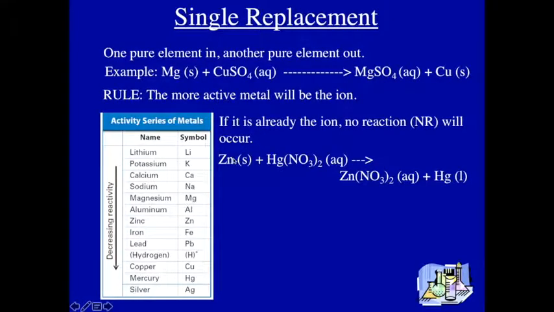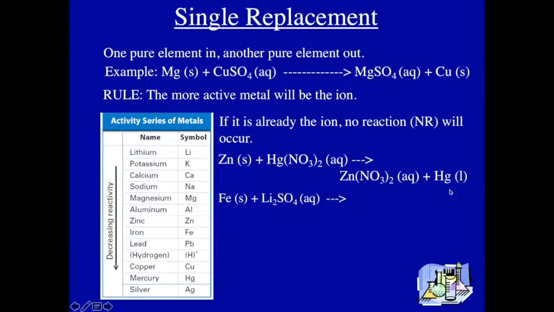Zinc will become zinc nitrate. Zinc now has a +2 charge. Mercury will go from a +2 to a 0 charge as it comes out as a metal liquid. Now the interesting thing is your precipitate here would be a liquid metal forming on the bottom of your solution because mercury is a very dense metal.